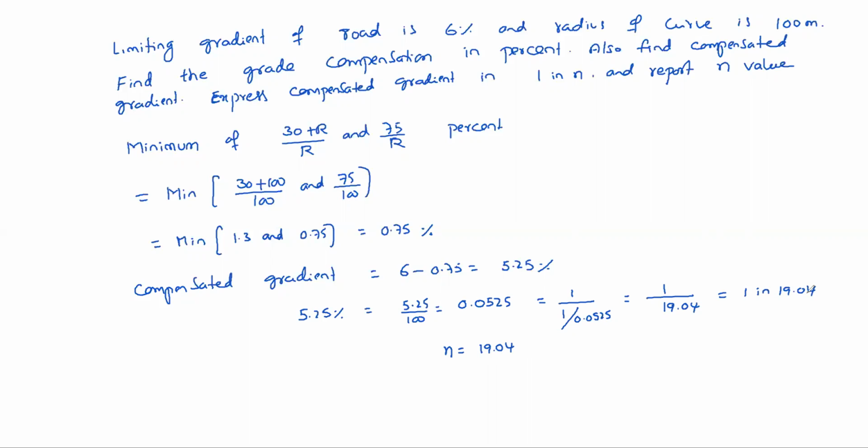So the compensated gradient you can express in percent, you can express in decimal format like 0.0525, and in terms of 1 in n also you can represent it, that is n value 19.04.